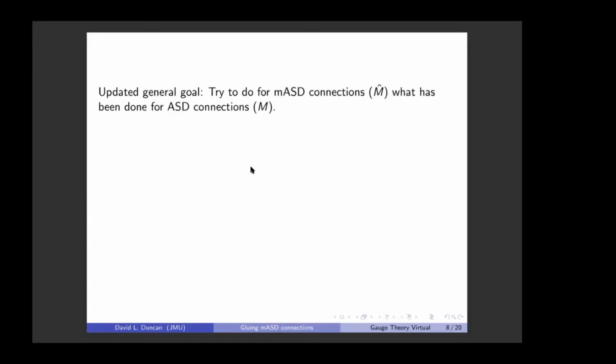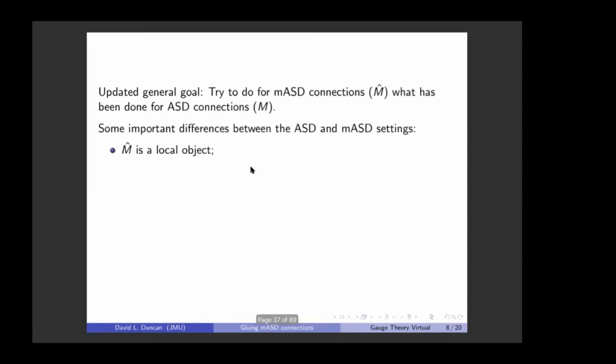So previously, the goal was to study the ASD connections. And the updated goal is to try to do for the mASD connections, this M hat space, what has been done for the ASD connections, the M space. And so what are the differences? So the first major difference is that this M hat thing is a local object in the sense that I was talking about on the previous slide. You should really think of it as being something like a cover of the ASD moduli space.